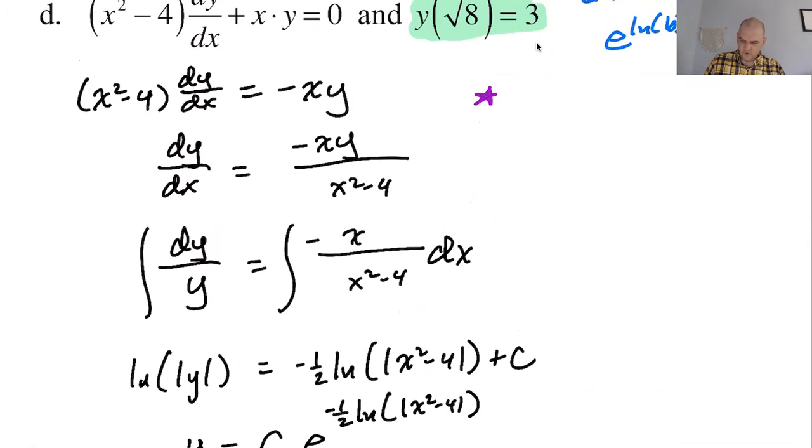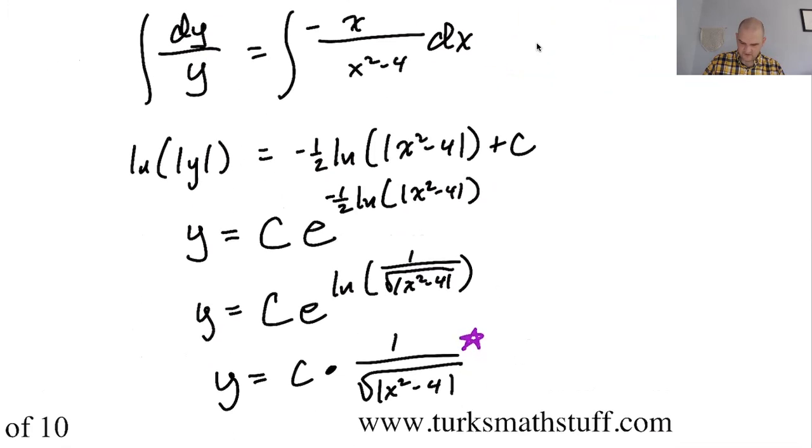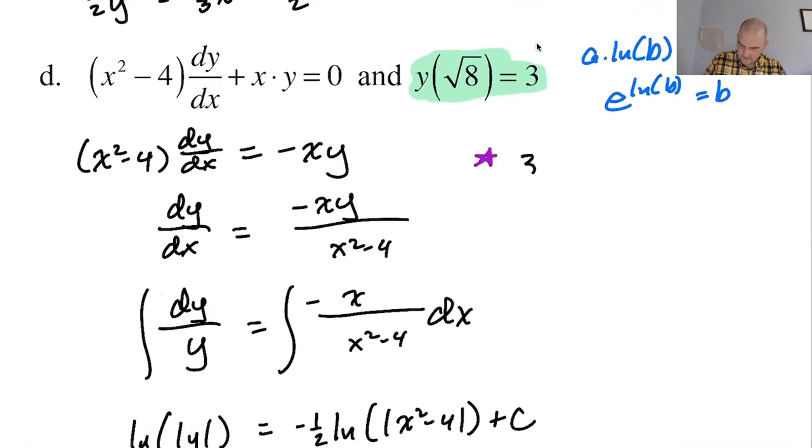All right, so y is equal to 3, so I just get 3 equals c on top, 1 over the square root of x squared, which is 8, minus 4, so 4.